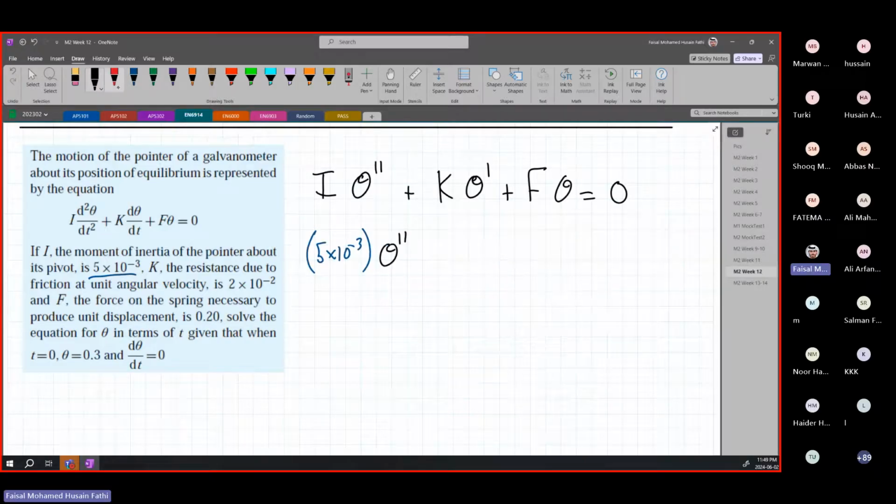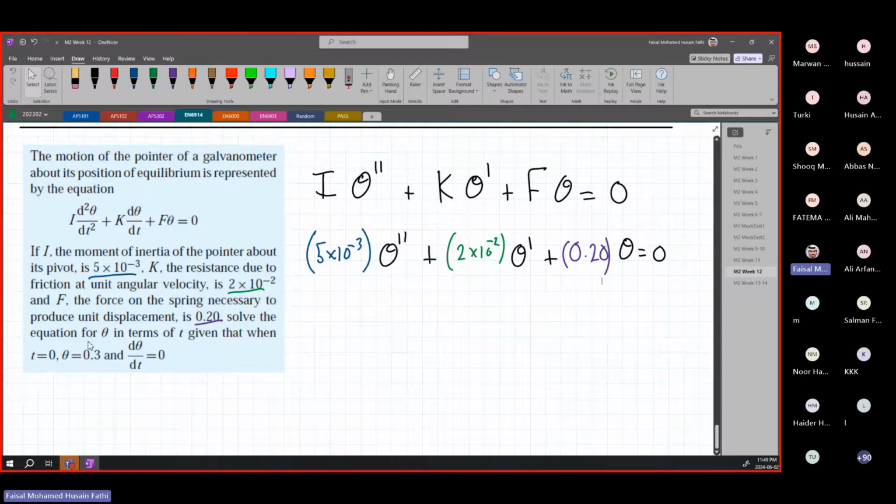Theta double prime. Plus K, the resistance, is 2 times 10 to the minus 2. All right? So don't let the wording confuse you. Plus F. So this was our K. F is the force, which is 0.20. So all you care about is the actual value, times theta equal 0.